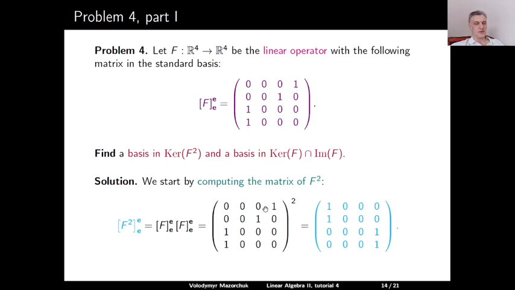When we start from the first row, as an output we have the fourth row. So here we have as a first row the fourth row of the original matrix. As a second row we have the third row of the original matrix, and as rows 3 and 4, we will have the first row. So the matrix of F squared is the matrix 1, 0, 0, 0, 1, 0, 0, 0, 0, 0, 0, 1, 0, 0, 0, 1.